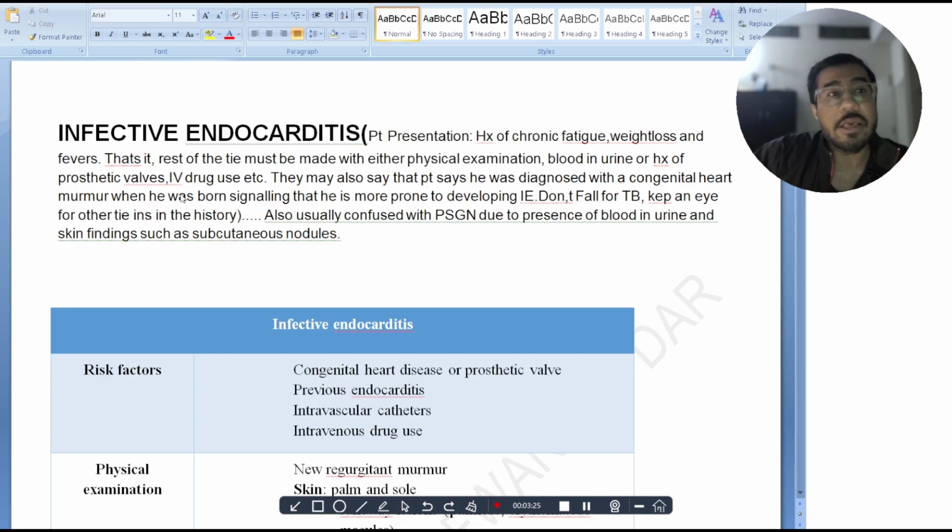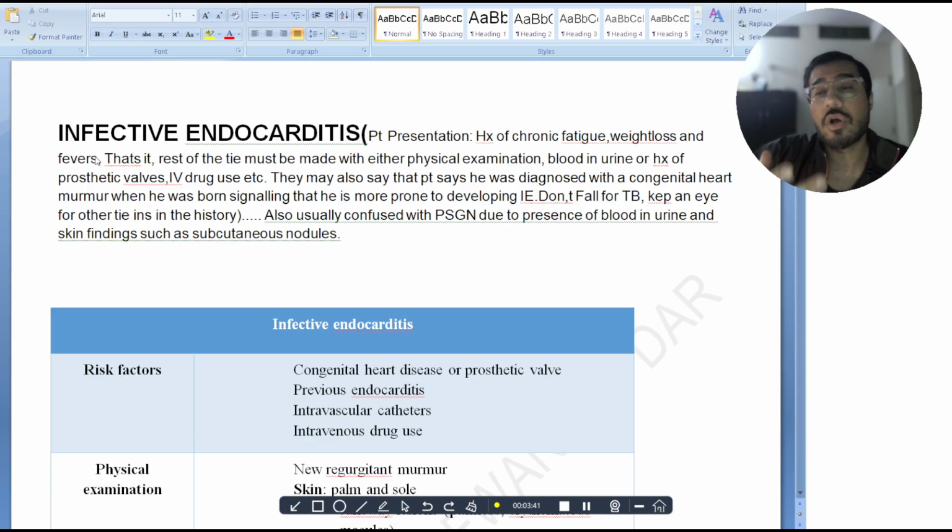Don't fall for TB. Keep an eye out for other clues in the history, because the presentation is a little bit tricky. They are going to give you chronic fatigue, weight loss, and fevers, and they might tell you that the patient says he had a history of murmur when he was born. He had a congenital murmur. So that is going to help you make a tie-in.